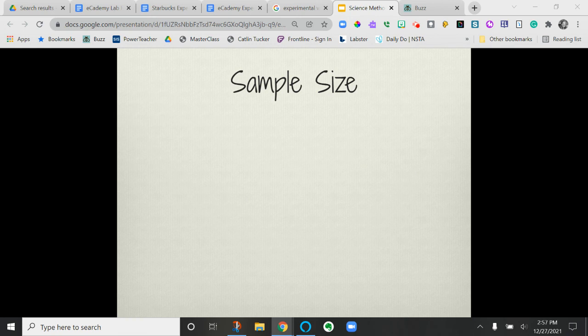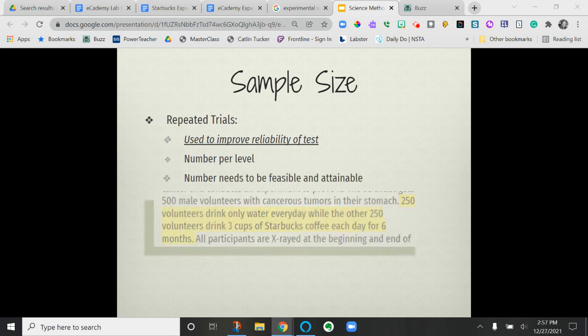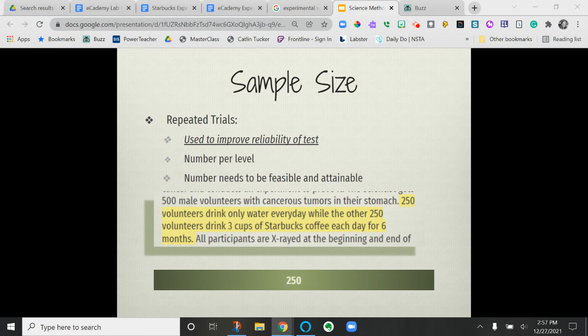When doing scientific research, it is important to consider sample size. The sample in an experiment is the number of repeated trials. The bigger the sample size, the better. Large sample sizes diminish the effect of outliers and will improve the reliability of the results. Please note that it is the number of repeated trials per level, and this number must be feasible and attainable. Looking at the example, what is the sample size of this hypothetical experiment? The researcher has a legitimate sample size of 250 males being treated with each treatment.